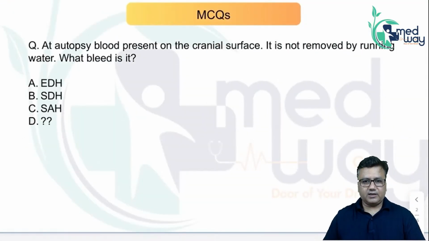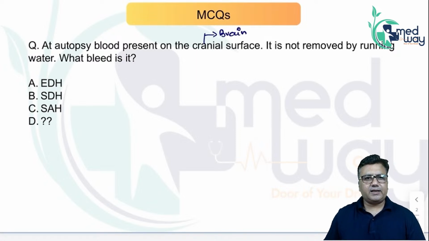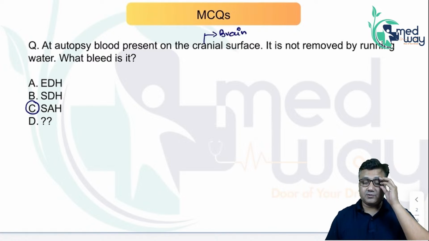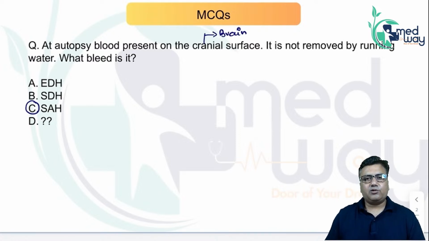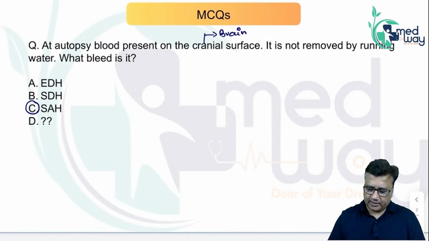At autopsy, blood is present on the cranial surface. The wording that I got was cranial surface, but actually it should have been on the surface of the brain. It is not removed by running water. What is the bleed? The answer to this question is option C, subarachnoid hemorrhage. Subarachnoid hemorrhage is a hemorrhage which is protected under the subarachnoid matter. So if we pour water on the surface, it will not get washed away. It will still be seen, whereas subdural hemorrhage gets washed away.